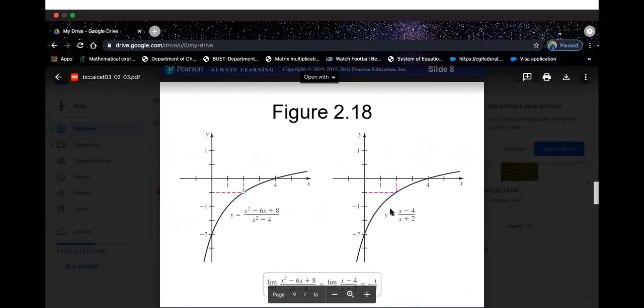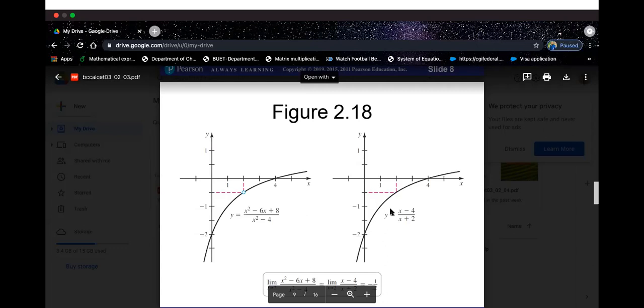The function is x squared minus 6x plus 8 over x squared minus 4. Okay, so we can see a hole there. And don't look at the right-hand side now. So for the left graph, why do you think there is a hole? Why do you think the function is not really defined there?